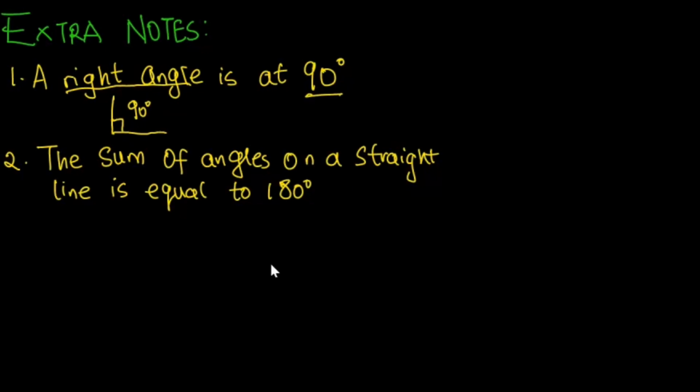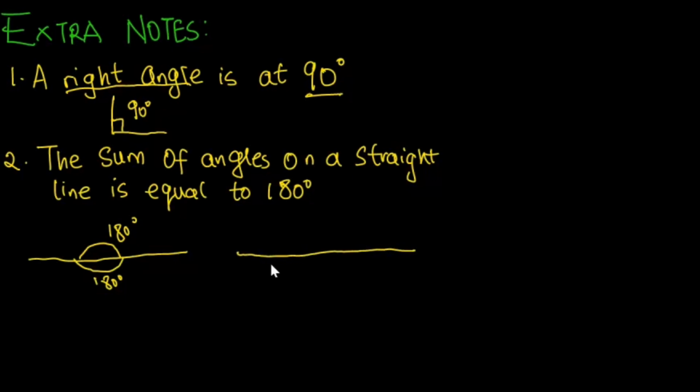Secondly, the sum of angles on a straight line is equal to 180 degrees. So we have a straight line. The angle on a straight line, either on this side is 180 degrees, or on the other side is 180 degrees. So just know that the sum of angles on a straight line is equal to 180.